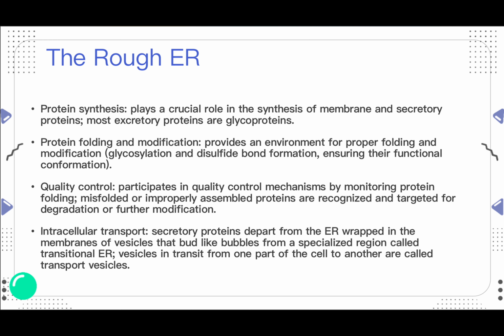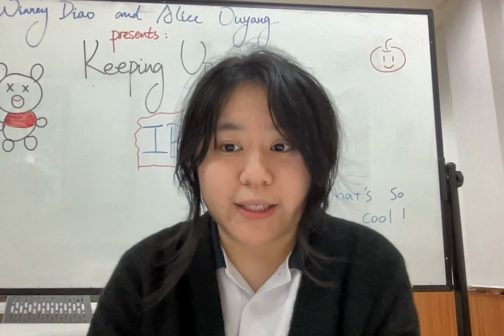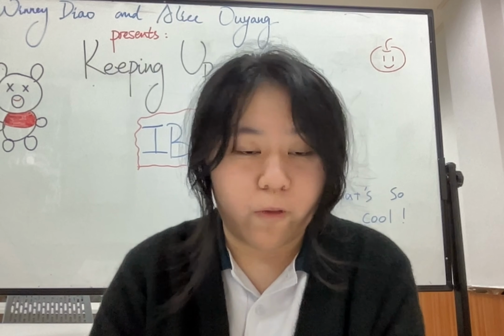Most excretory proteins are glycoproteins. The rough ER is also very important in protein folding and modifications. As proteins are synthesized, the rough ER provides an environment for proper folding and modification, such as glycosylation and disulfide bond formation, ensuring their functional conformation. And the rough ER is also important for quality control. So the RER participates in quality control mechanisms by monitoring protein folding. Now, misfolded proteins or improperly assembled proteins are recognized and targeted for degradation or further modification.